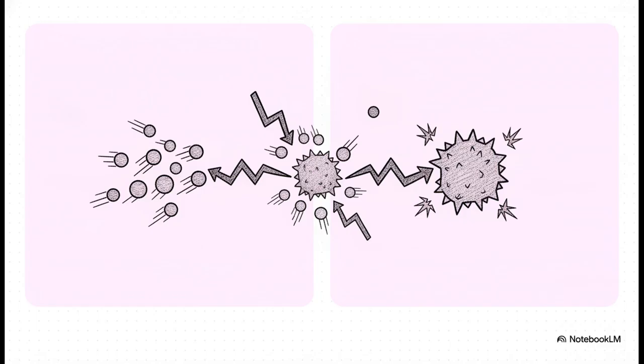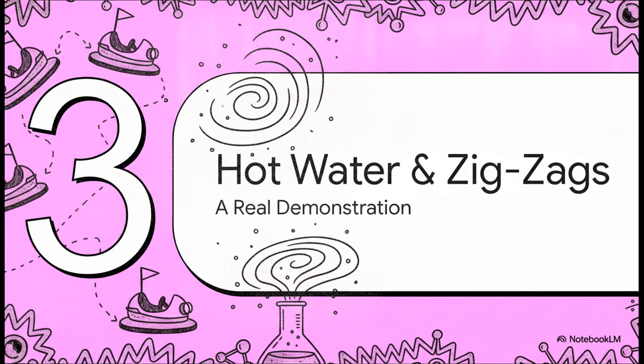But because the strikes are unequal, like maybe 3 molecules hit the left side while only 1 hits the right, the particle gets violently shoved in random zigzag directions. All right, let's move to part 3, hot water and zigzags.